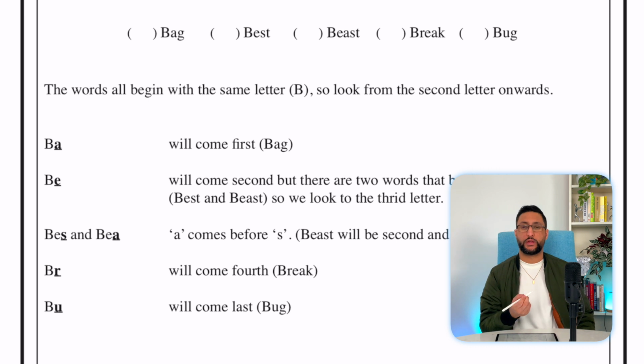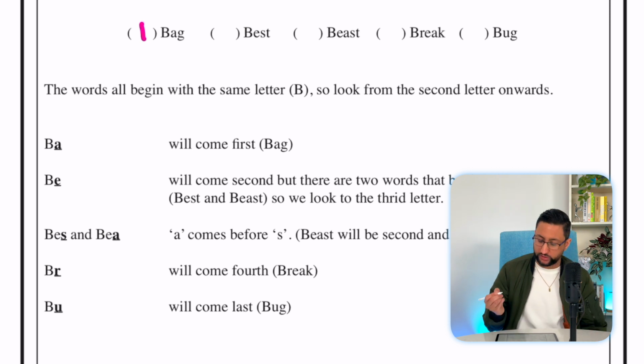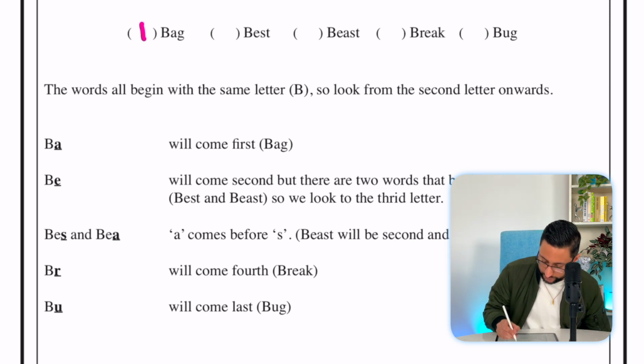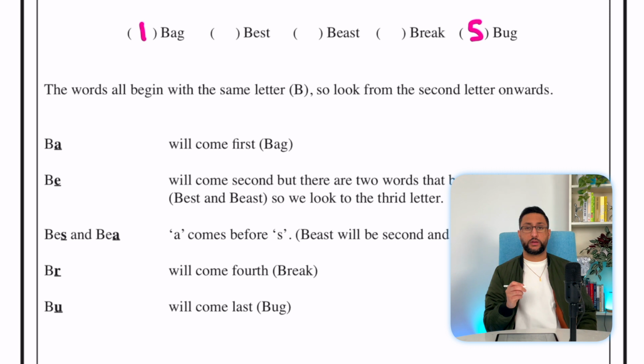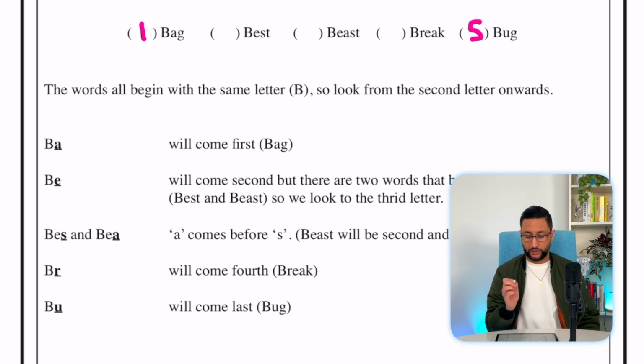Now sometimes it might be useful to find out what the last one is. So I know that bag is 1, but I can also tell that bug is going to be 5. So sometimes it might be a good idea to go first and last. I know that E comes before U and after A, so best and beast are going to be 2 or 3, but that does tell us that break is going to be 4th.